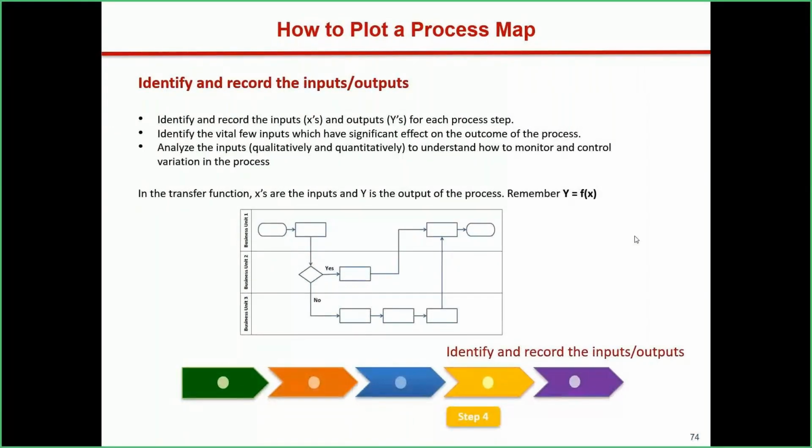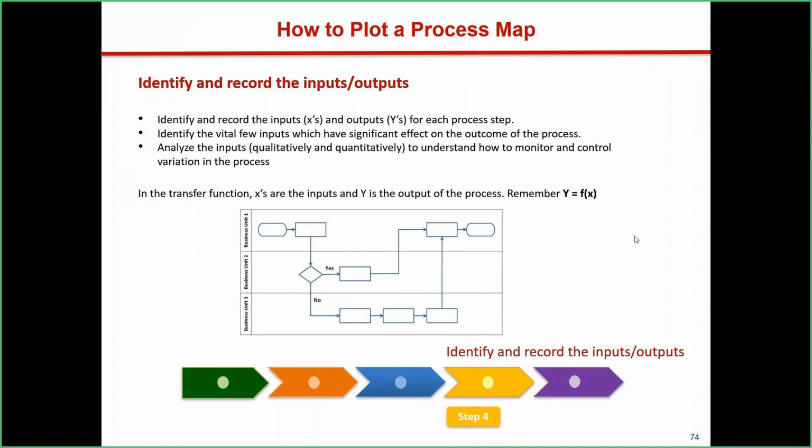All right. Now let's see identifying and recording the inputs and outputs. Identify and record the inputs X and output Y of each process step. Identify the vital few inputs which have a significant effect on the outcome of the process. Analyze the inputs qualitatively and quantitatively to understand how to monitor and control variation in a process. In the transfer function, X's are the inputs and Y is the output of the process.